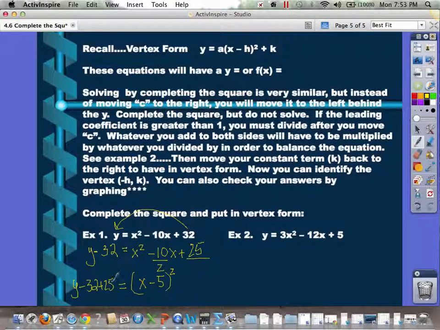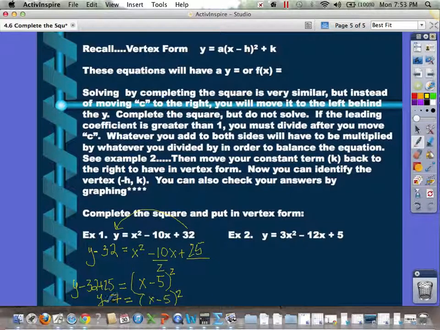So I'm going to now have y minus 32 plus 25 is equal to all that. Okay? So now what is negative 32 plus 25? Let's check that out. I believe it's a negative 7. Now let's just double check. Negative 32 plus 25. Negative 7, so this is now simplified to y minus 7 equals, and then this stayed the same.